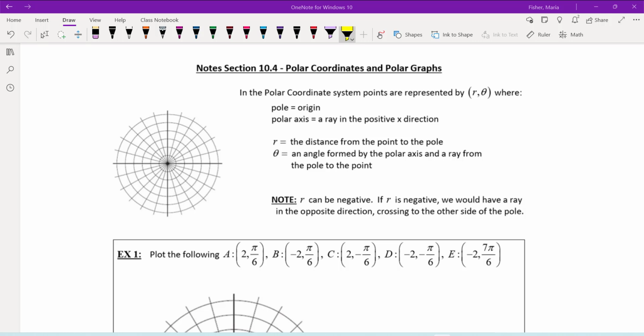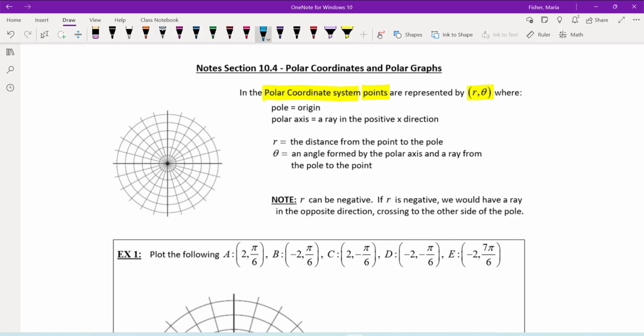Section 10.4 is polar coordinates and polar graphs. In this section, we will review the polar coordinate system and polar graphs, and we will also look at polar equations in calculus. Let's start by reviewing the polar coordinate system. Now, in a polar coordinate system, a point is represented by the ordered pair r, theta.